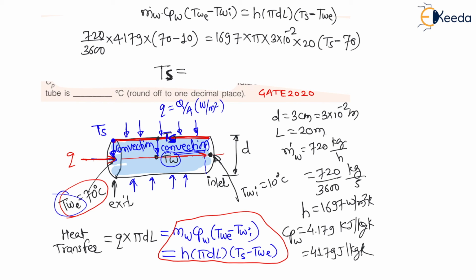Then you will find that the temperature of surface will be equal to 85.67 degrees Celsius, because all temperatures we have kept in degrees Celsius. This answer will be in degrees Celsius. So my dear students, in this fill in the blanks, they have already mentioned the units in degrees Celsius. Therefore, you have to type 85.67 for getting 2 marks.